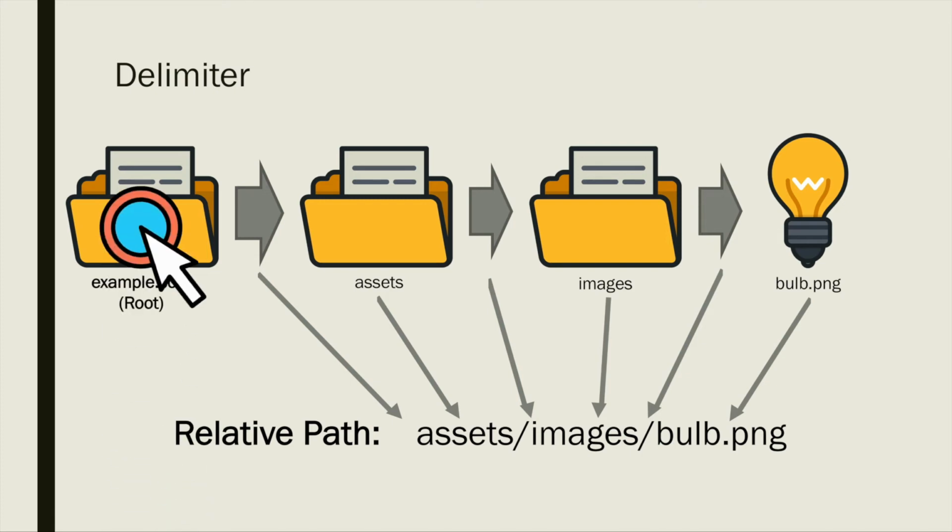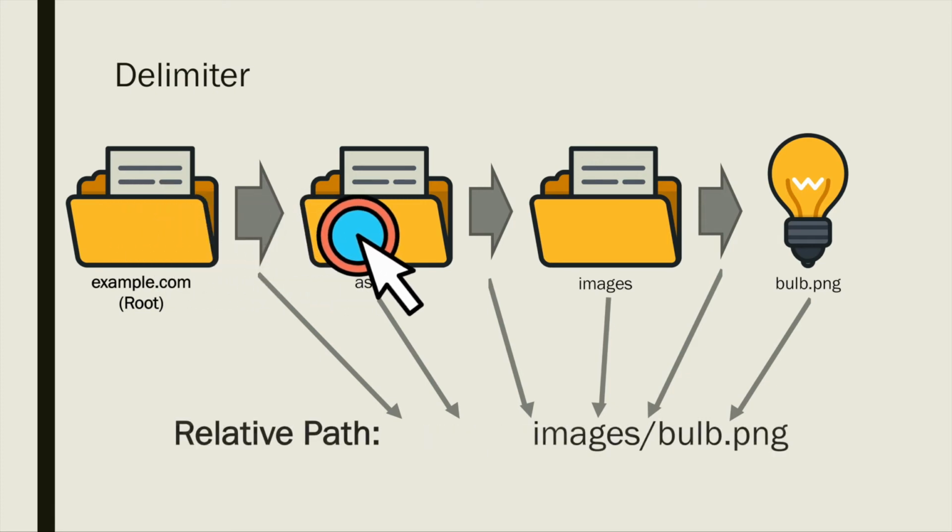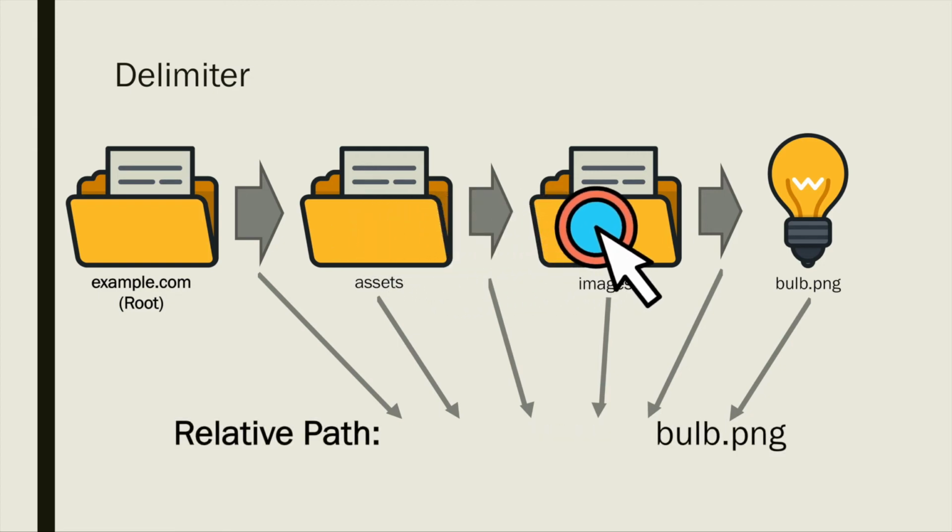So we start with the root directory, we go into the assets folder, we go into the images folder, we find the bulb. If we start with the assets directory, we just put in images/bulb. If we start with images, all we do is say bulb because the bulb is inside the images folder. This may not make sense to some of you, but I promise you once you have some practice with it and examples, it'll become easier along the way.